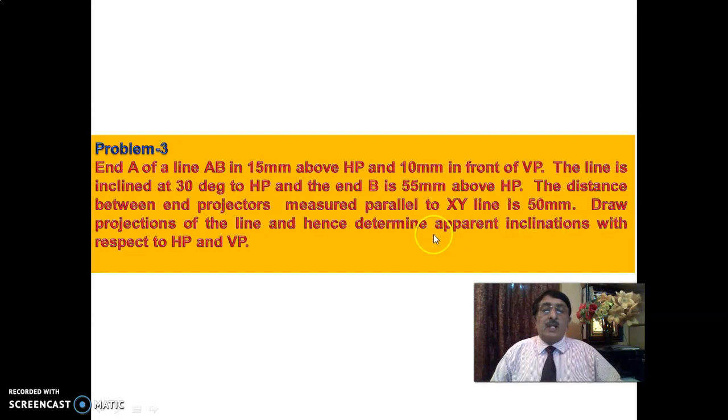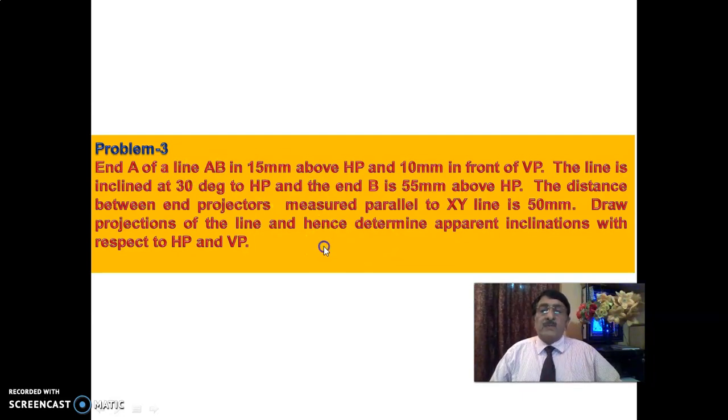Okay, draw the projections. That means here the three parameters are: one, the line inclined at 30 degrees to HP, that is theta, has been given; the locus has been given, end B 55 mm above HP; and the distance between end projectors measured parallel to the XY line is given, that is 50 mm. As I have told you, in any problem you have to search for these three parameters. I have told you the list of parameters in the earlier session. So many will be there. Out of the list, any three parameters they'll give. Using the three parameters, knowing the fundamental concepts, you must be in a position to complete this problem.